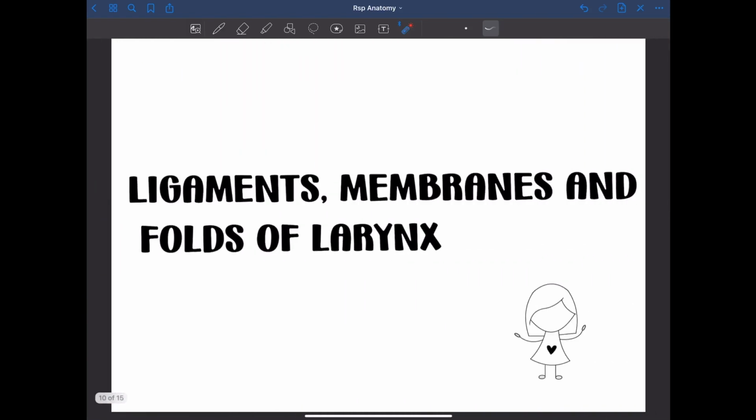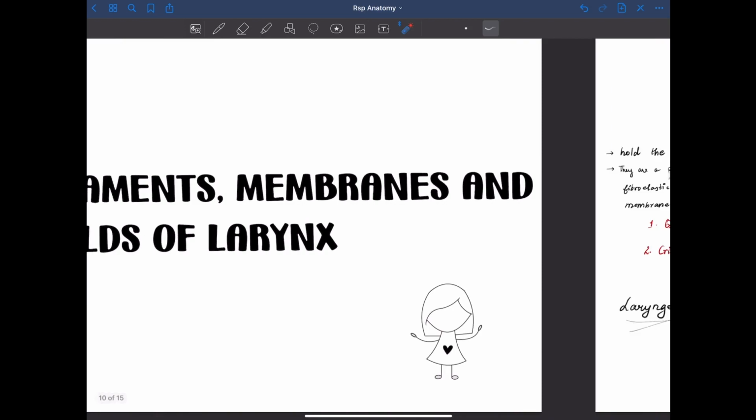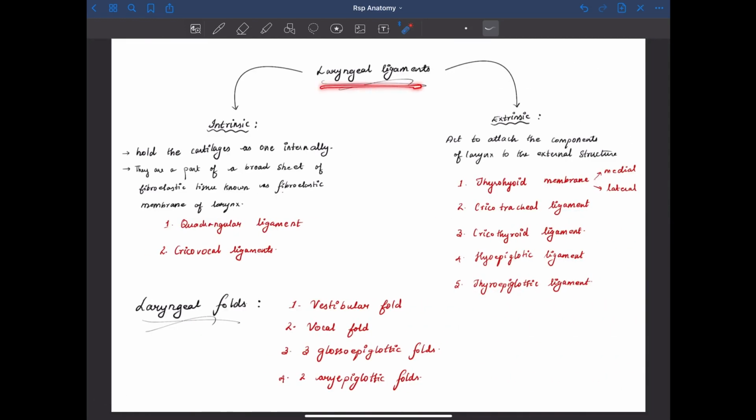Now we can enter the ligaments, membranes and folds of larynx. The ligaments of larynx, laryngeal ligaments, are divided into two types. You first need to understand that there are two types of laryngeal ligaments: the intrinsic laryngeal ligaments and the extrinsic laryngeal ligaments. Intrinsic laryngeal ligaments hold the cartilages from internally, while the extrinsic laryngeal ligaments hold the cartilages from the external part.